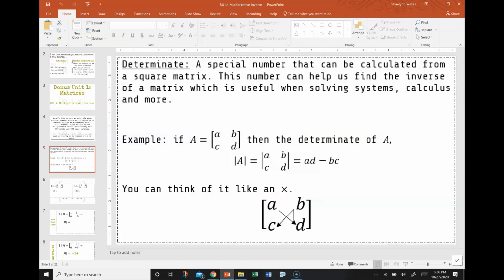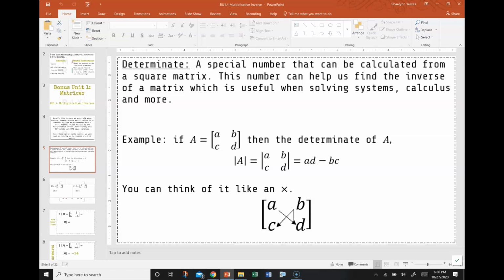Okay. So we need to know how to find the determinant. It's a number that we need for lots of different things. The determinant is a special number that can be calculated from a square matrix. This number can help us find the inverse of a matrix, which is useful when solving systems, calculus, and more.